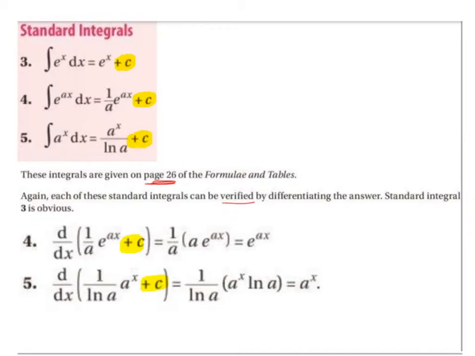So to differentiate this, we're going to bring the constant, which is technically the 1 over ln a, or the 1 over the natural log of a, outside the bracket. Then we're going to differentiate a to the power of x, and that's going to give us a to the power of x natural log a, or ln a. And to differentiate plus c, we just get 0. And then to multiply 1 over natural log a by natural log a, we just get 1. So we end up with a to the power of x.